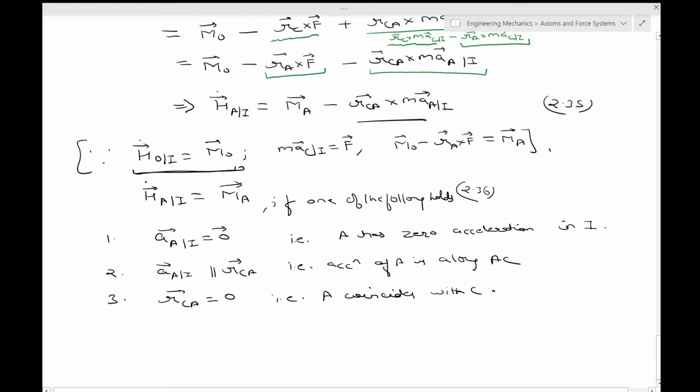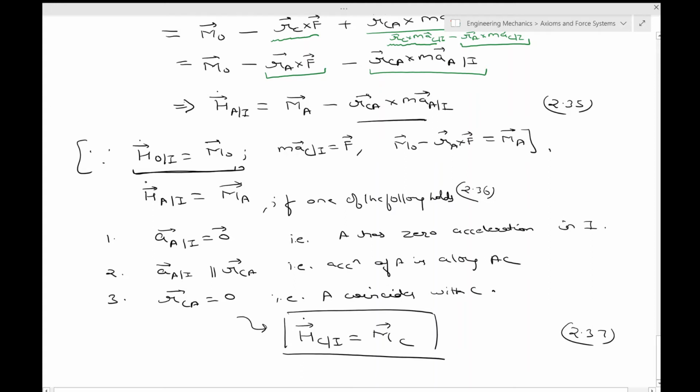So this will give you a very useful form, which is H dot C is equal to M_C. This is 2.37. So if you are using the H dot M relationship at the center of mass, you can just simply write it like this, and this is very useful. That's why you see that for many problems when you use these relationships you will be trying to get hold of the center of mass.